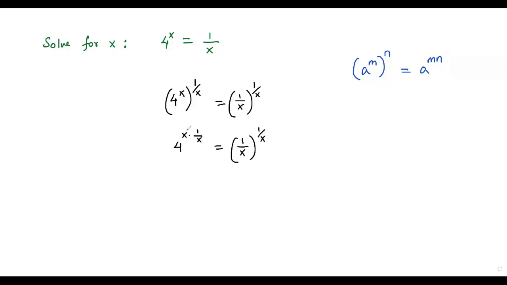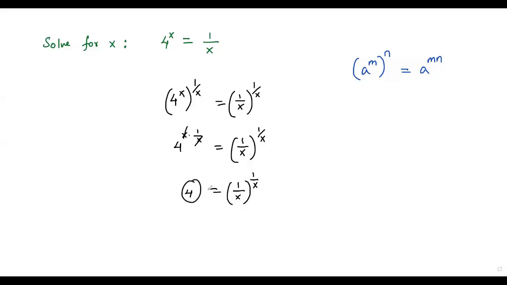When I multiply x times 1 over x, the x and x cancel out. I get 4 to the first power. So 4 to the first power is nothing but just 4, equals 1 over x to the power 1 over x. Here, look at the right side. The base is 1 over x and the exponent is also 1 over x. Whatever we have at the base, the same we have at the exponent.